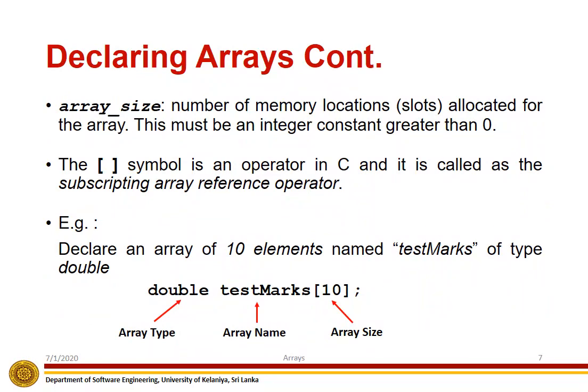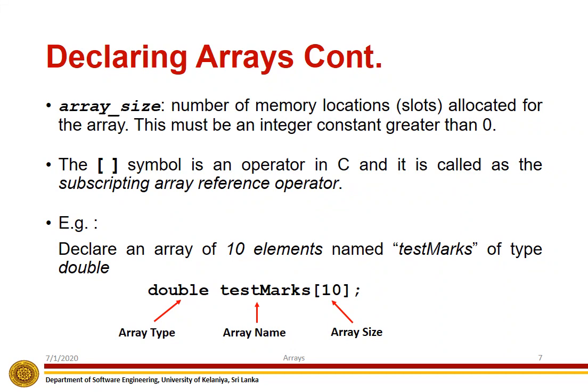Then array size. Array size is the number of memory locations allocated for the array. This must be an integer constant greater than 0. The square bracket symbol is an operator in C and it is called the subscripting array reference operator. Inside the square brackets we have to give the size of the array.